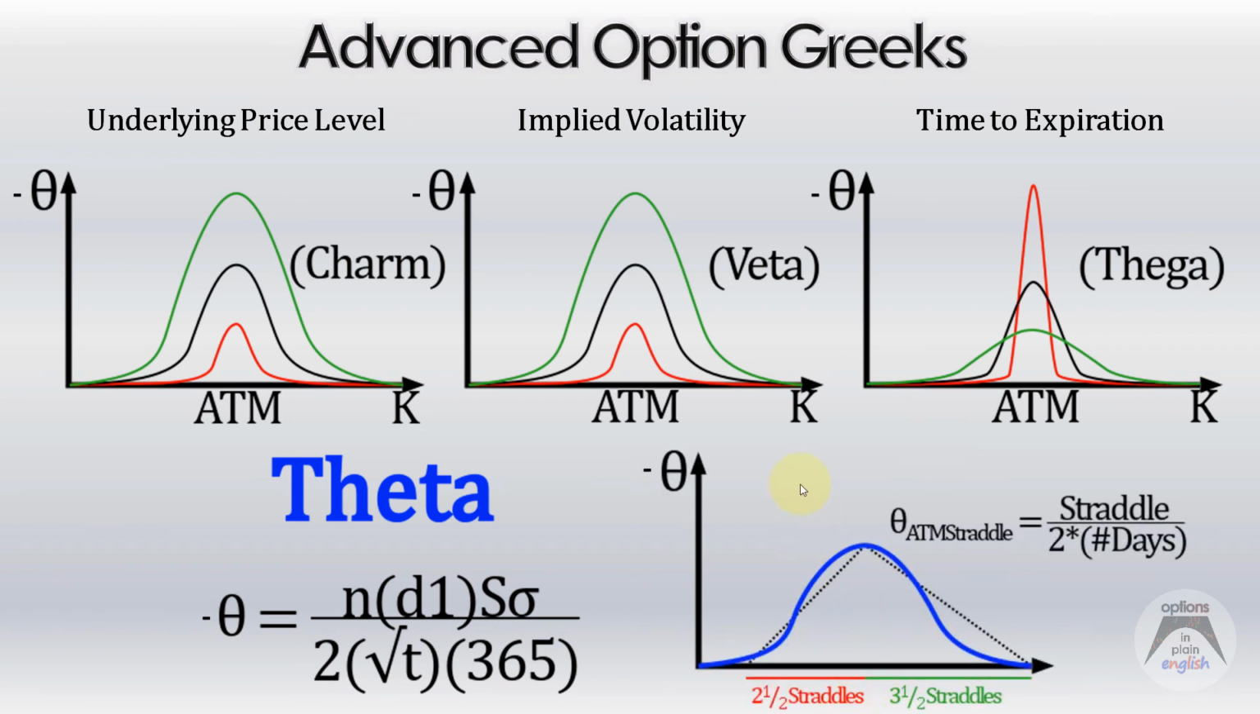Theta is something similar to Vega and Gamma in that it has the basic shape of the normal distribution, and again, we can approximate a linear distribution of theta in a range from the at-the-money 2.5 straddles down and 3.5 straddles up. Why is it 3.5 here and 2.5 here? Because we're talking about a log normal distribution.